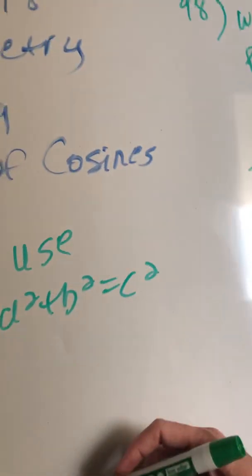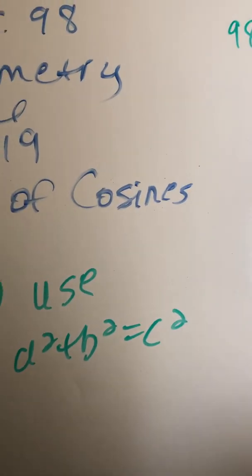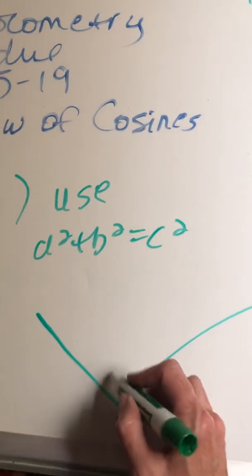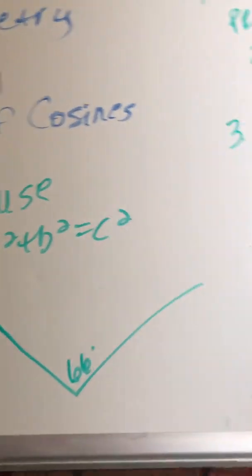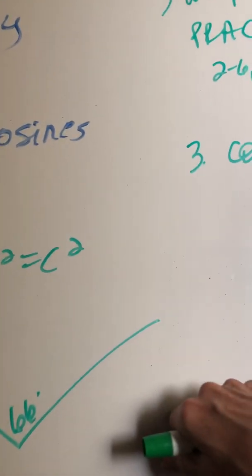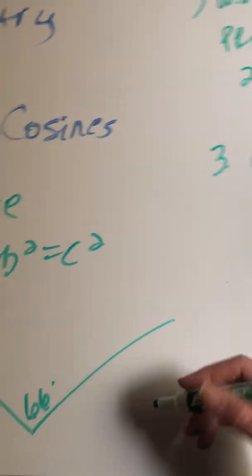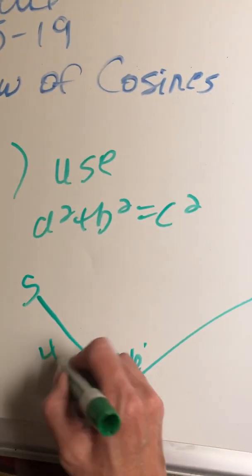Then on D, we have Strom and Milan are walking away from each other at a 66-degree angle. So that means we've got a 66-degree angle here, okay, because they're walking away from each other. If they stop when Strom is 45 yards from the starting point, so Strom is 45 yards.